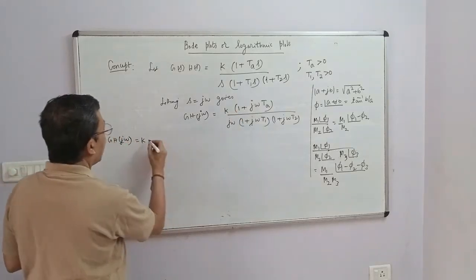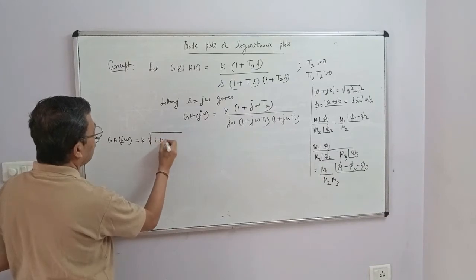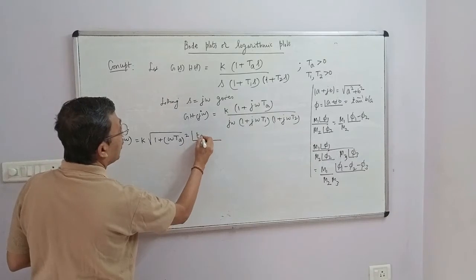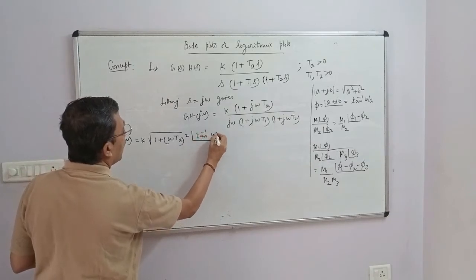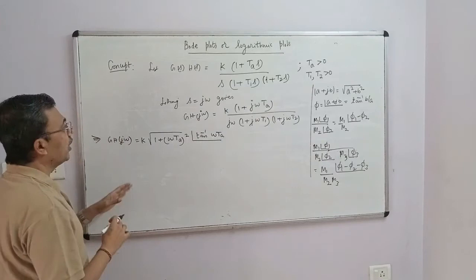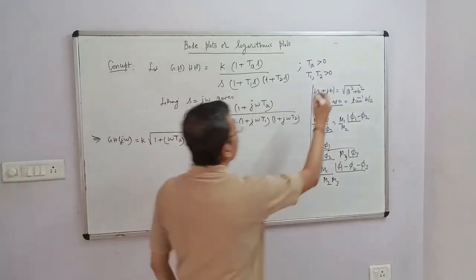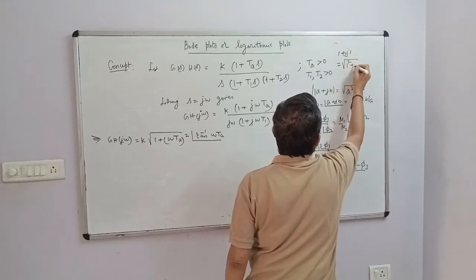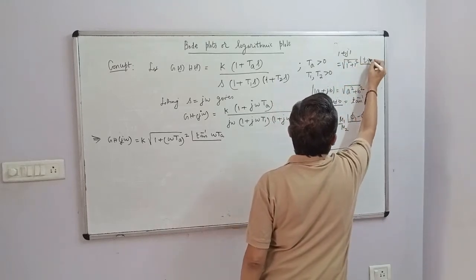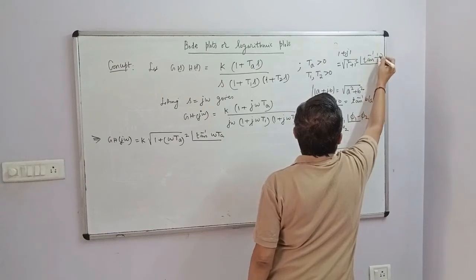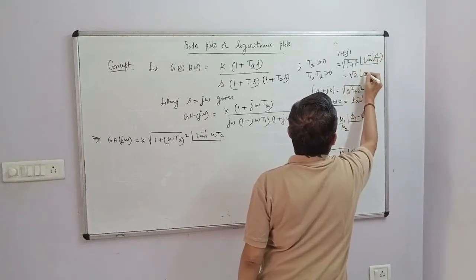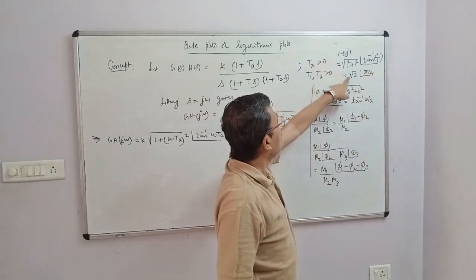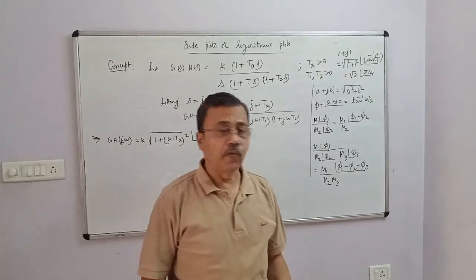This implies GH of j omega is equal to K. This complex number can be written as the square root of real part square plus imaginary part square at an angle tan inverse of omega Ta, that is, tan inverse of imaginary part by real part. If you have a complex number 1 plus j1, then what is its magnitude? Square root of 1 square plus 1 square. What is its angle? Tan inverse of imaginary part by real part. That means root 2 at an angle pi by 4. 1 plus j1 is in the rectangular form, root 2 at an angle pi by 4 is in the polar form.